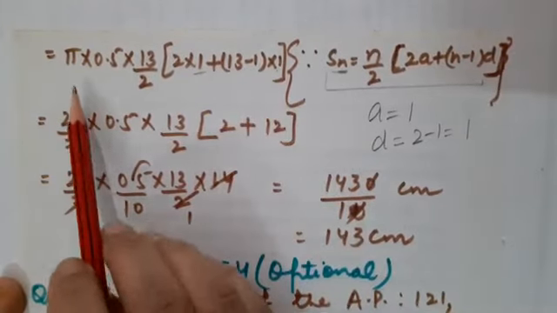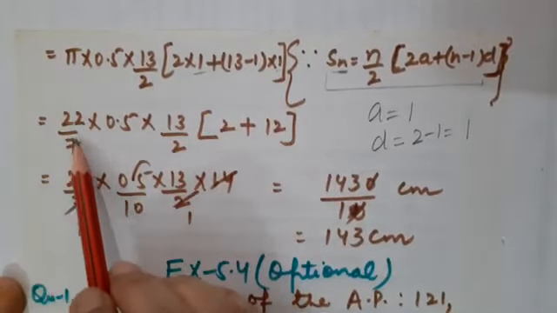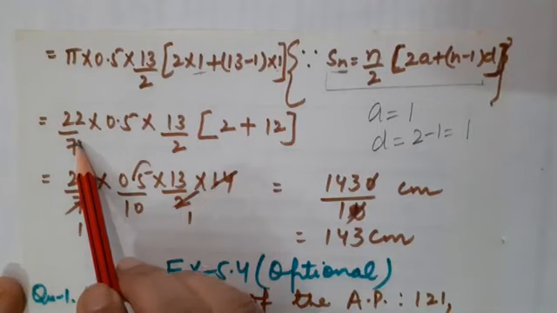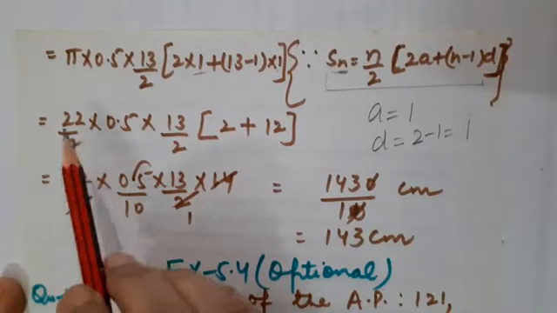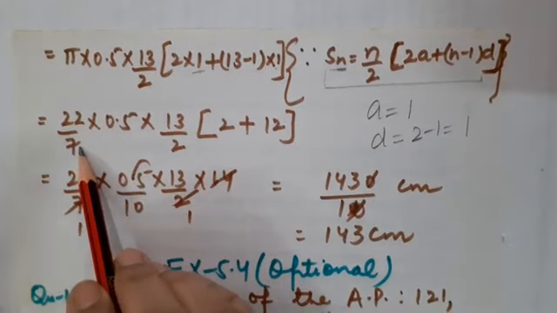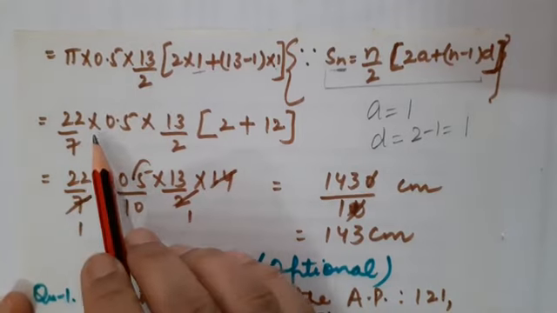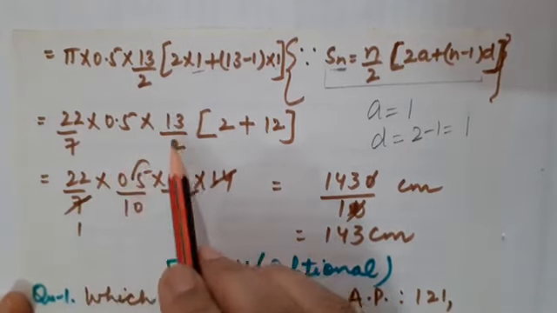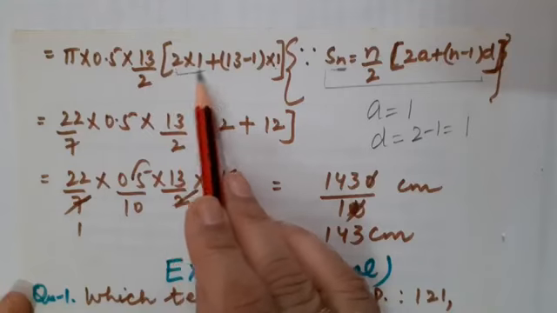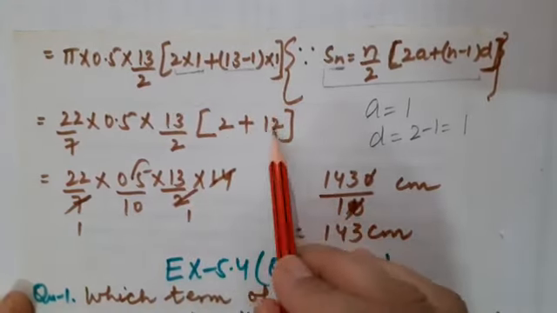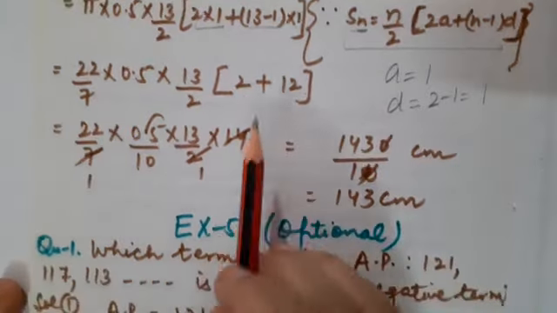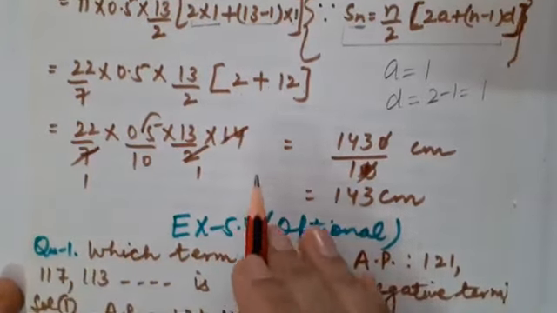Fine? So at place of pi, children, you will have to take 22 by 7, as you are going to find the length, or I should say the circumference, of the semicircle. You could take pi as 3.14 also, but in the question it is given that you have to use pi as 22 by 7, into 0.5 into 13 by 2. Now solve this bracket. 2 ones are 2, plus 13 minus 1, that is 12, into 1 will give you 12 only. So 2 plus 12 will become 14.